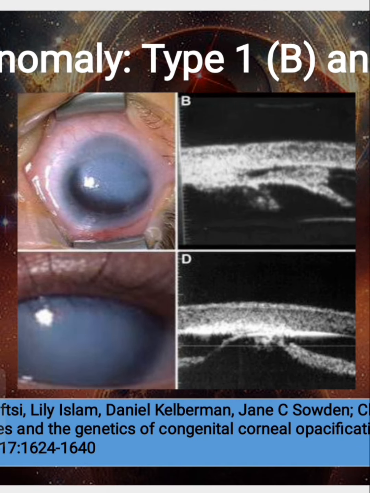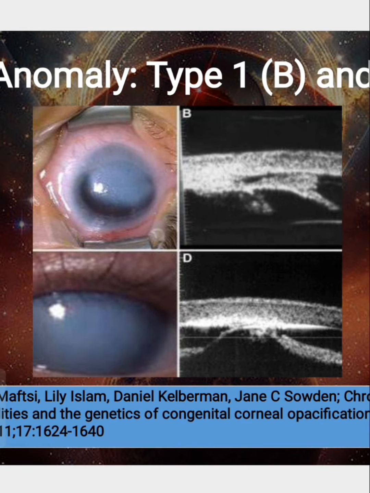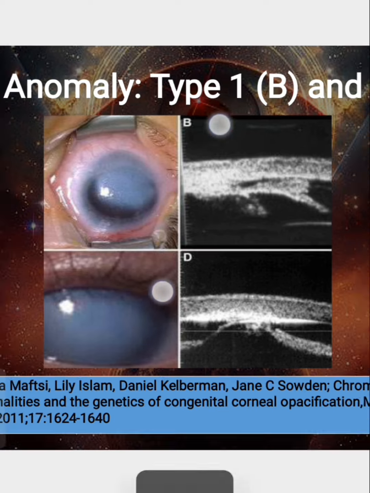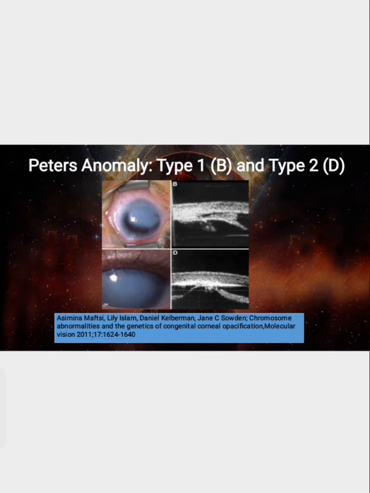Picture B is about type 1 Peters anomaly. There is a central corneal opacity, and on ultrasound biomicroscopy here you can see the iridocorneal adhesion. And in picture D you can see there is lenticulocorneal adhesion, that is type 2 Peters anomaly. So that was all about Peters anomaly. You can refer to this article to study Peters anomaly in detail.